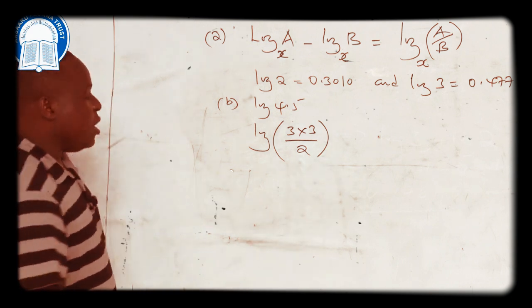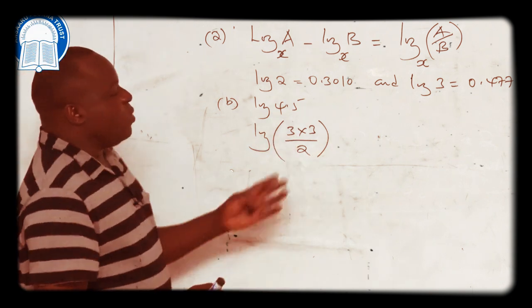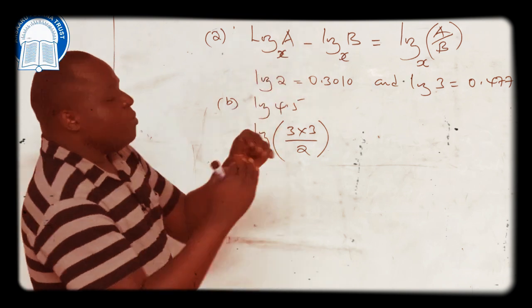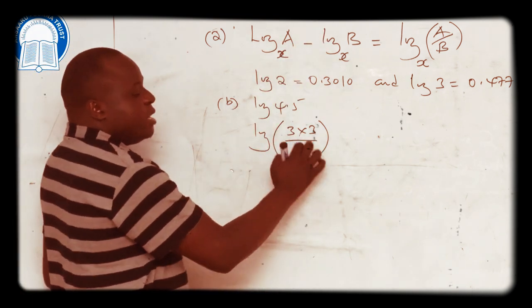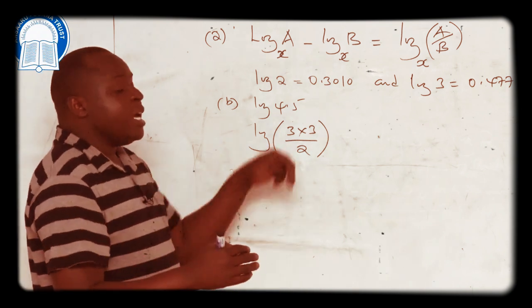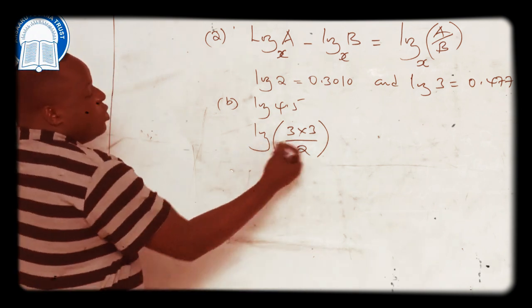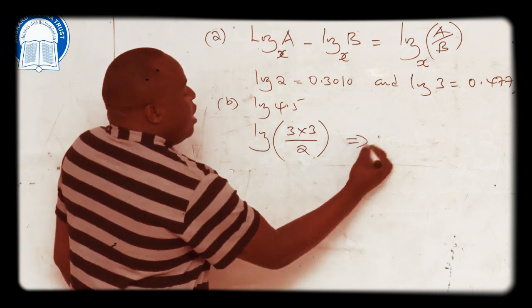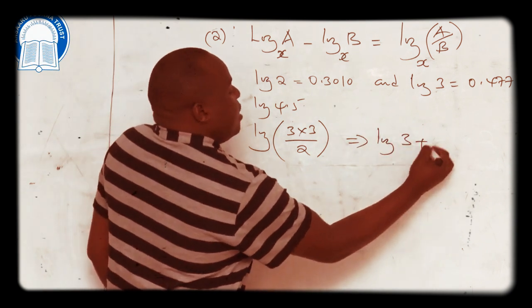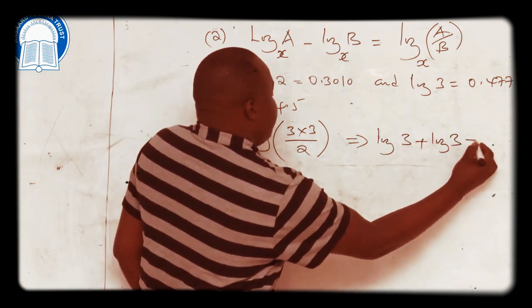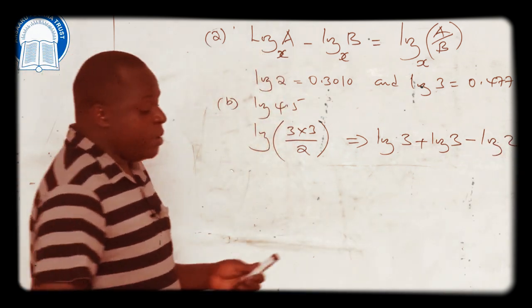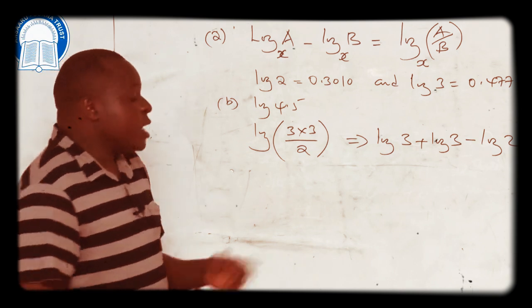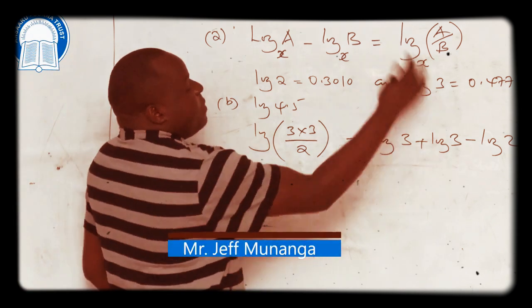That way. So this now will bring in both the two laws that we have learned, because I can see some multiplication and division. So the two laws are supposed to be used in this question. So this leads to log 3 plus log 3 minus log 2. Okay, this way, replace the values.